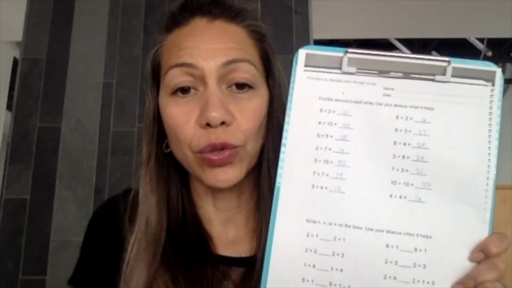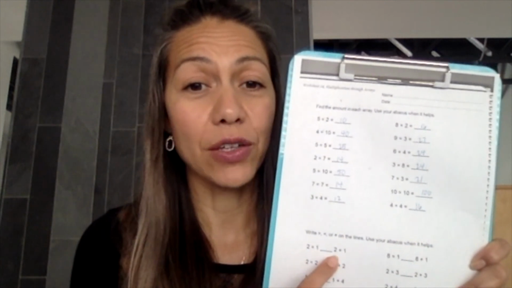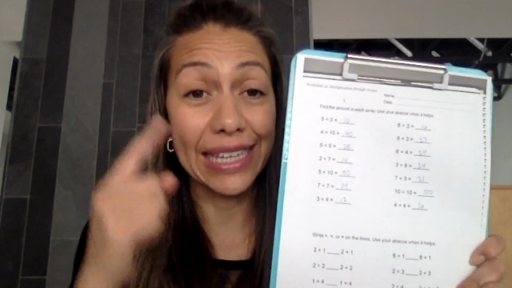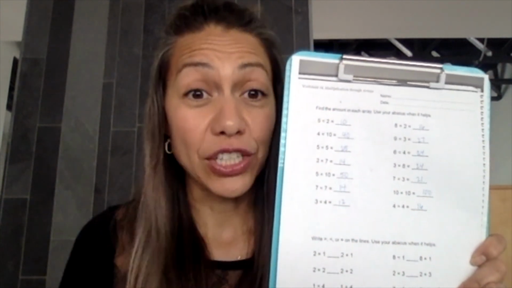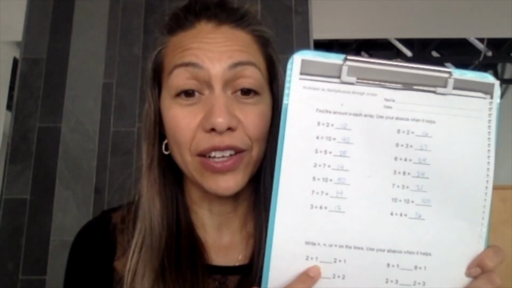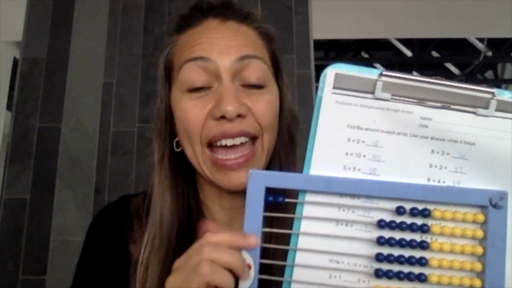We have 2 multiplied by 1, and we're going to compare that with 2 plus 1. You can do this in your abacus if you'd like, if it helps you see how multiplication works. If you don't want to use your abacus, it's okay. You can do it all in your head as well. So we have 2 multiplied by 1, which means that we only have 2 one time. We only have a row of 2. So our product is 2.